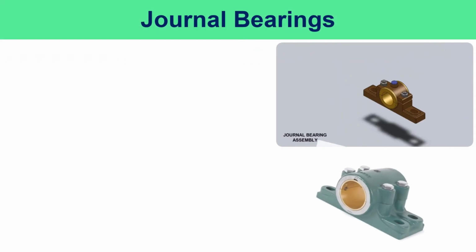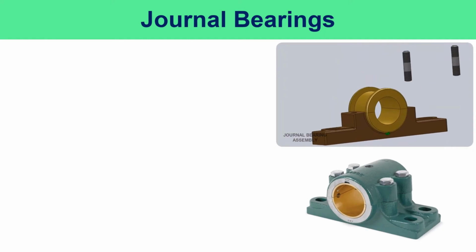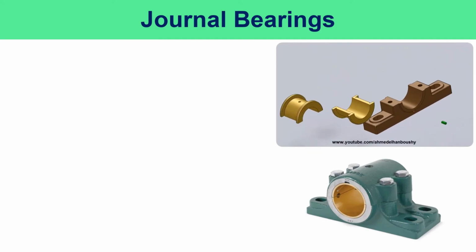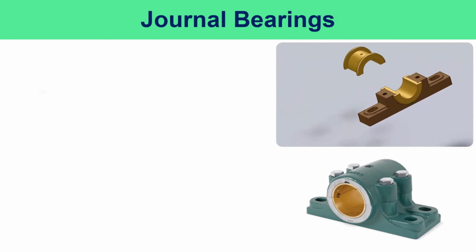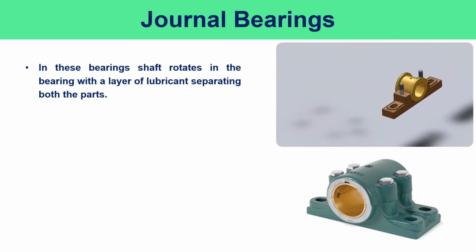Journal bearings. Journal bearings are meant to include sleeve, plain, shell and babbitt bearings. The term babbitt actually refers to the layers of softer metals, like lead, tin and copper, which form the metal contact surface of the bearing shell. In these bearings, the shaft rotates in the bearing with a layer of lubricant separating both the parts.